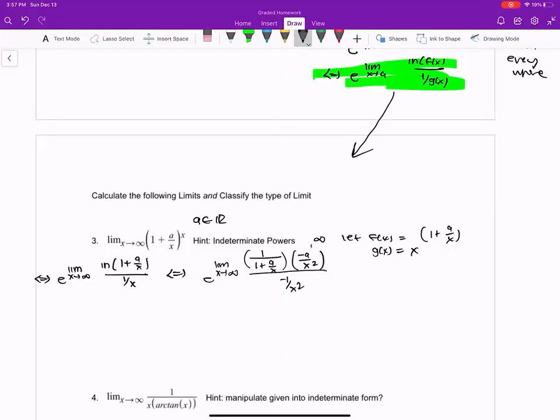And then if you subbed in x equals infinity, it would be the limit as x goes to infinity of 1 over 1 plus a to the x, times negative a over x squared, over negative 1 over x squared, which would give you a. Therefore, do not forget the e. Your final answer would be e to the a.